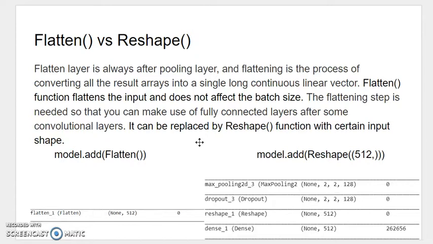Flattening step is needed because it can help you use fully connected layers after some convolutional layers. It can be replaced by the reshape function with certain input shape. Here we used 512 as the input shape.